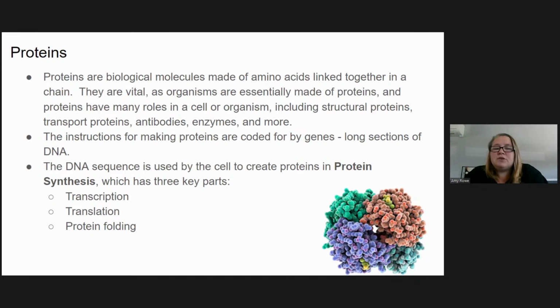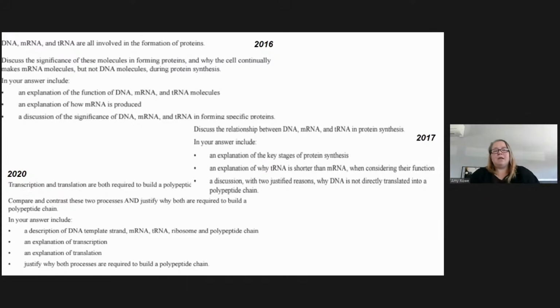The DNA sequence is used by that cell to create proteins in a process called protein synthesis, which is just, synthesis means to make something. So protein synthesis is making proteins. And it has three key parts. So the first is transcription, then we have translation, and we finish off with protein folding. Not everyone would consider protein folding a part of protein synthesis, but it is vital to actually making a functional protein.